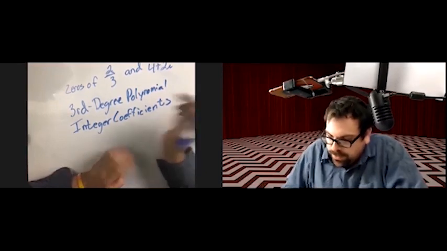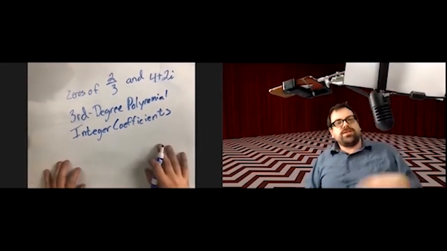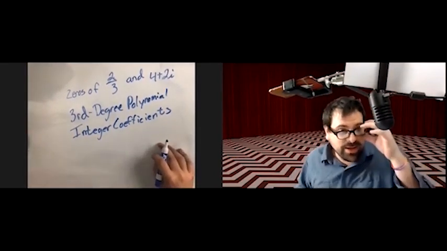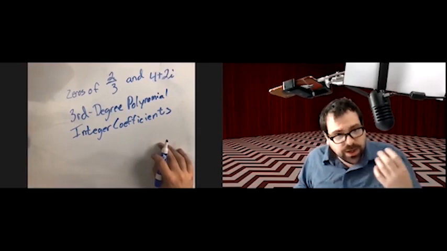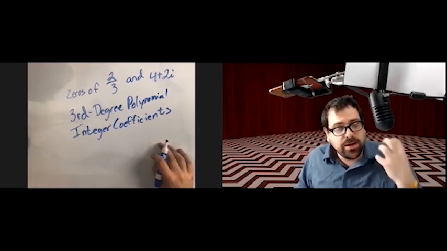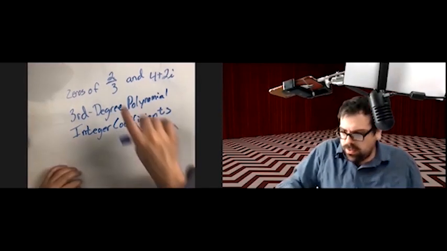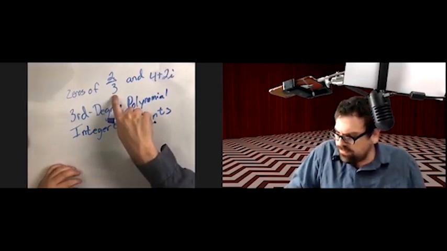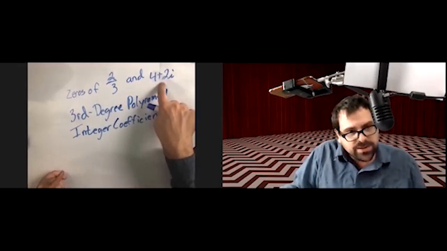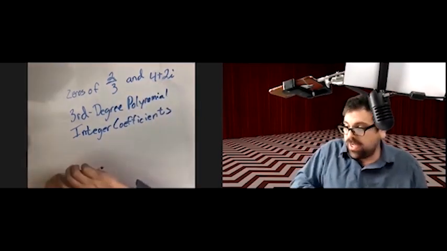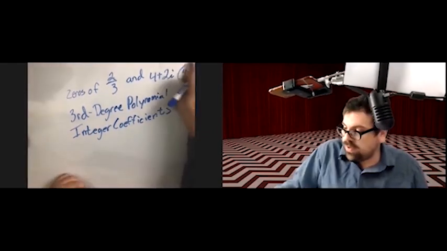So third degree means that when we have our integer coefficients, x cubed is going to be the highest power of x we have. It means we're going to have 3 linear factors. Here's a 0 of 2/3. Here's a 0 of 4 plus 2i. What do we get as a bonus? 4 minus 2i. 4 minus 2i will be a bonus.